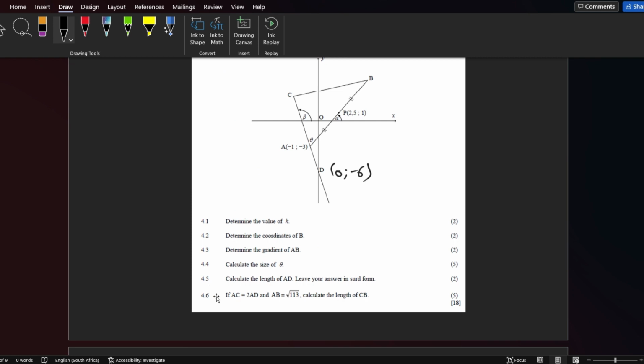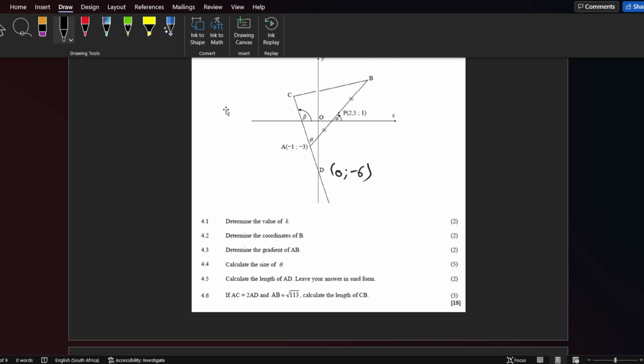Okay. Question 4.6. If AC is equal to twice the length of AD, so that means AC, that length there, is equal to twice the length of AD, and AB is equal to the root of 113, calculate the length of CB. So they give us two sides of this triangle, AB and AC, and they want us to calculate the length of CB. We don't know the length of AC, but because we calculated the length of AD in the previous question, we can substitute that in this equation and get the length of AC. We've been given the length of AB. They want us to calculate CB.